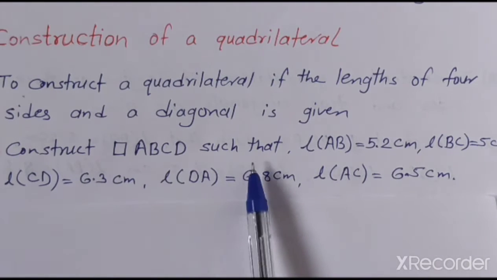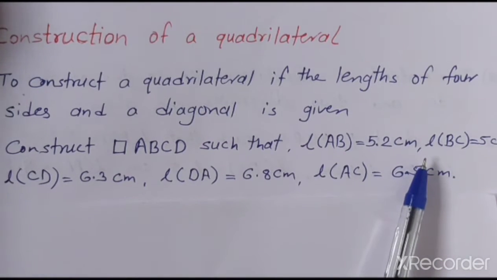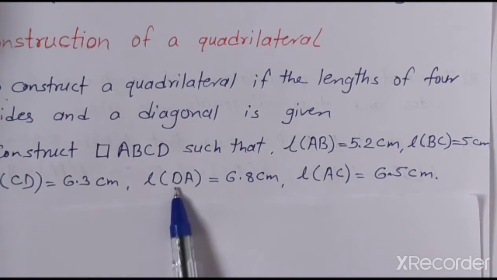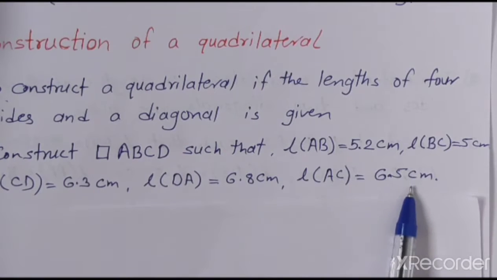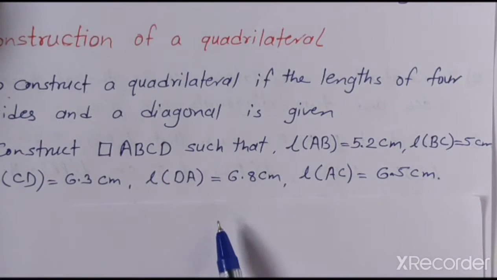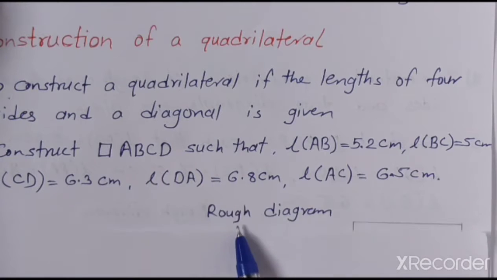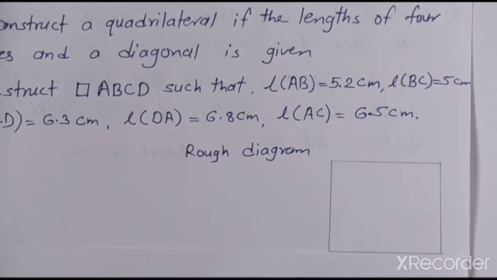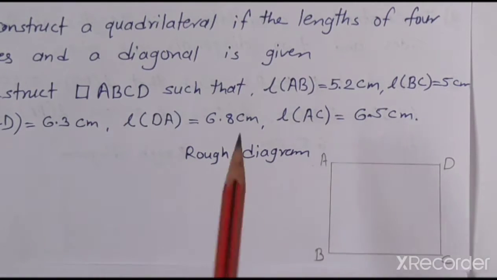Construct quadrilateral ABCD such that length of AB is 5.2 cm, length of BC is 5 cm, length of CD is equal to 6.3 cm, length of DA is equal to 6.8 cm and length of AC is 6.5 cm. So by using this construction, we can convert this given information into a rough diagram. So here I draw one rough diagram, name it by using these given letters.